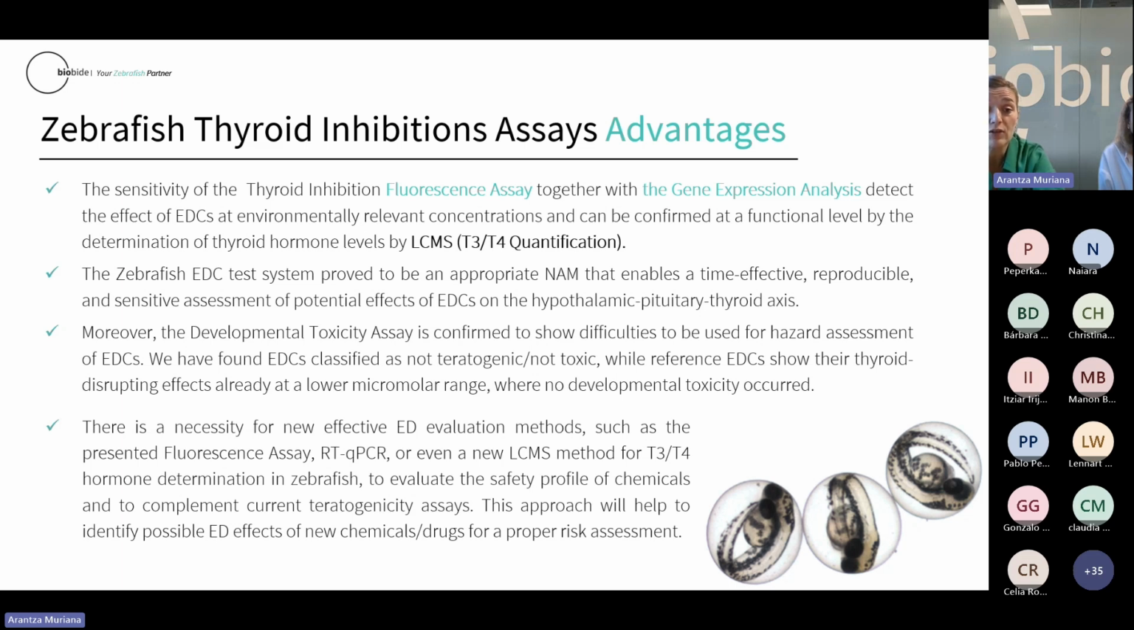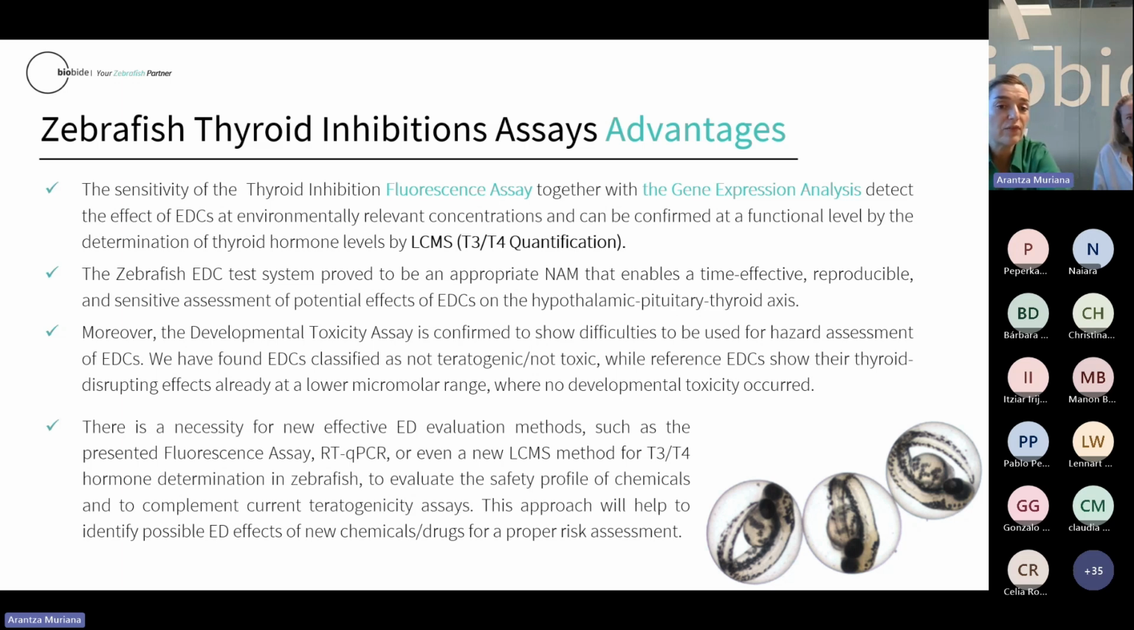Moreover, the developmental toxicity assays sometimes show difficulties to be used for hazard assessment of EDCs, so we think that EDCs classified as not teratogenic or not toxic, while reference EDCs show their thyroid disrupting effects already at a lower micromolar range, could be complemented by those, despite us sometimes finding them at not developmental toxic, or sometimes finding them at toxic or systemic toxic.